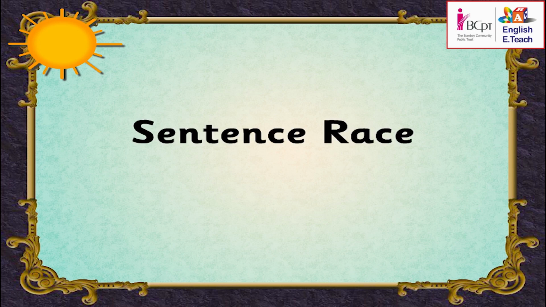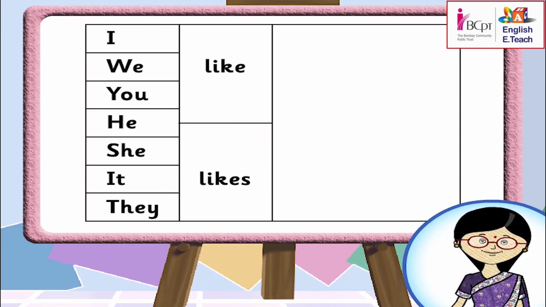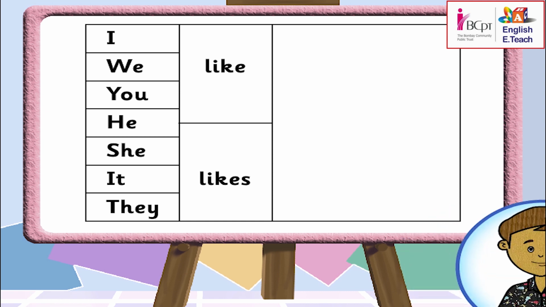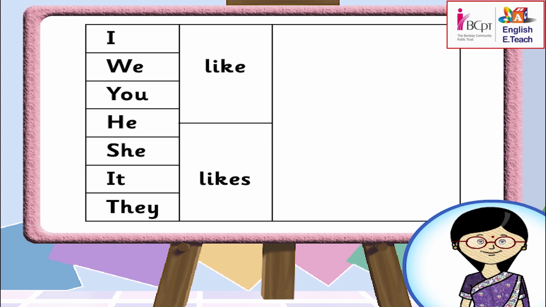Sentence race. Like, likes. Children, here is another table. Make correct sentences by choosing one word from each column. Who will do this? I will, teacher. Go ahead, Sameer.